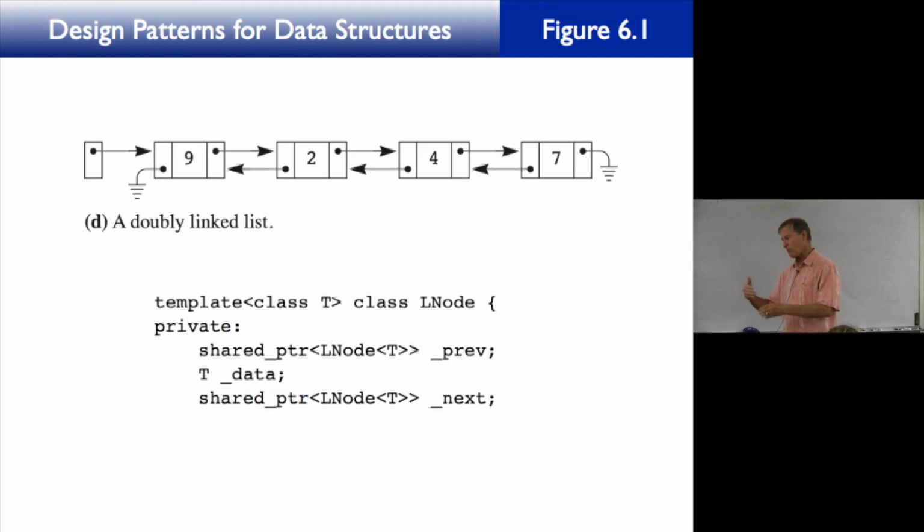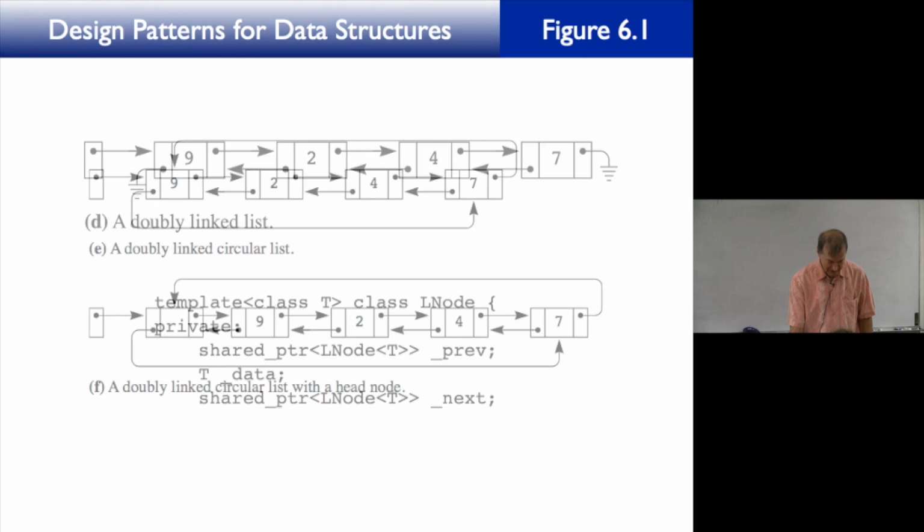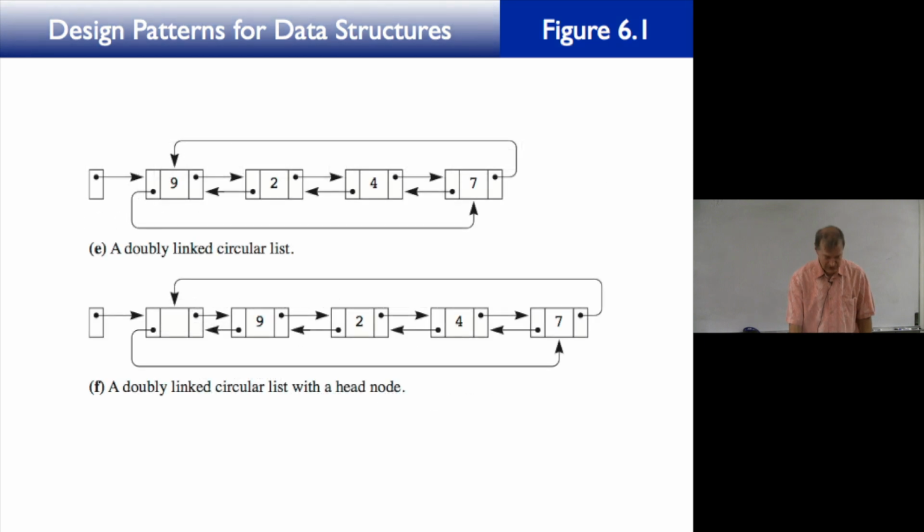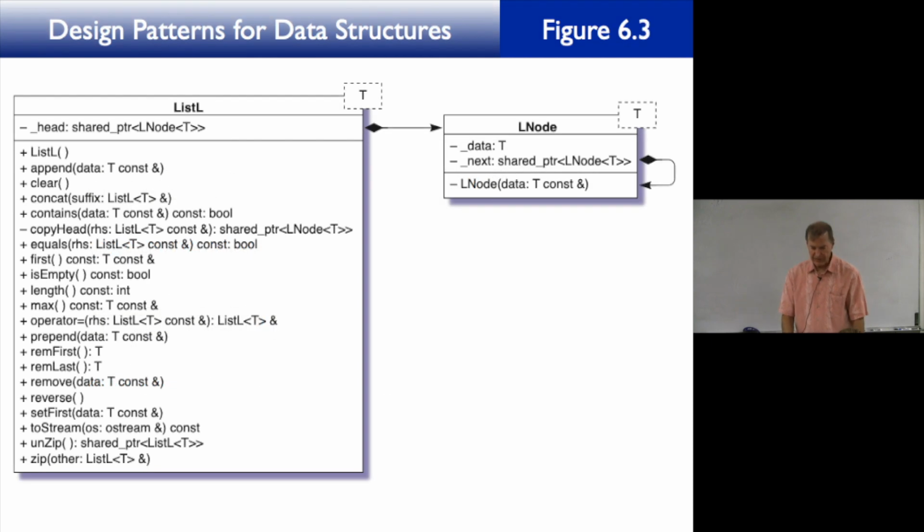Then we said if you want to go backward or forward, you can have a doubly linked list in part D here, and then a doubly linked circular list. Another variation on this is a doubly linked circular list with a head node. All of these are common, so it's good for you to have seen them. Then in figure 6.3 is our UML diagram for our linked list project.